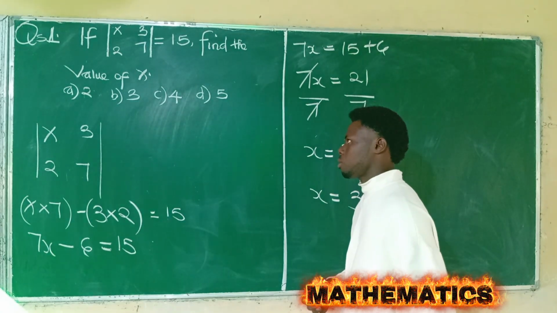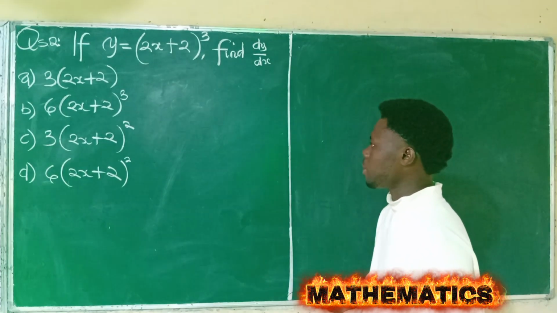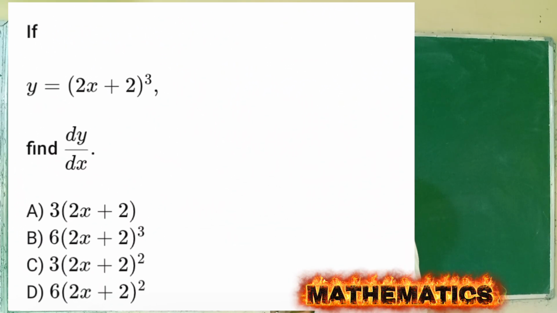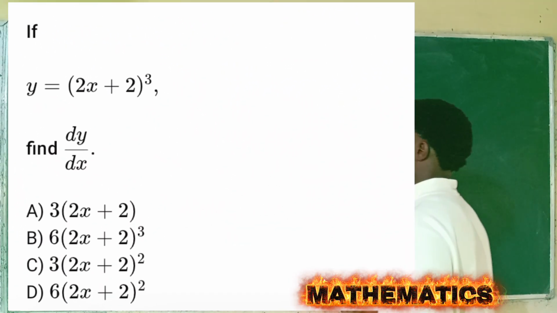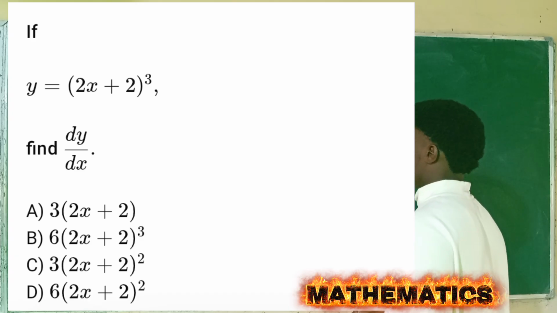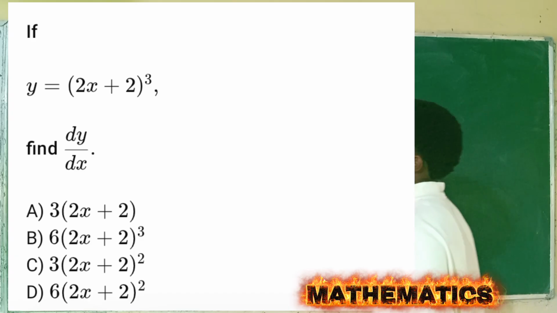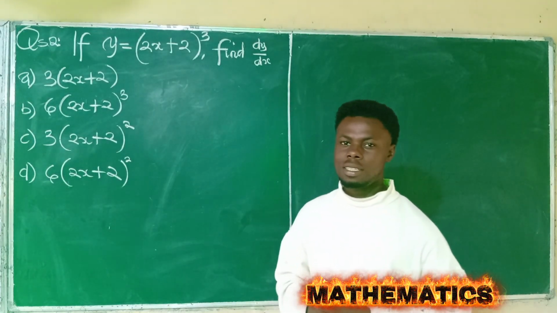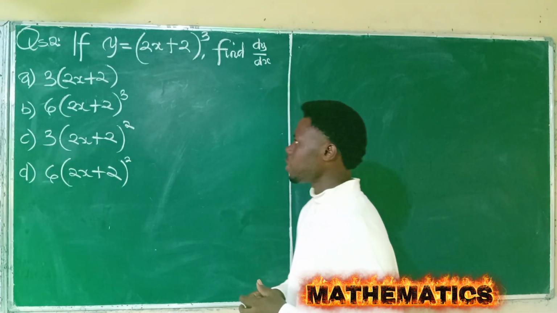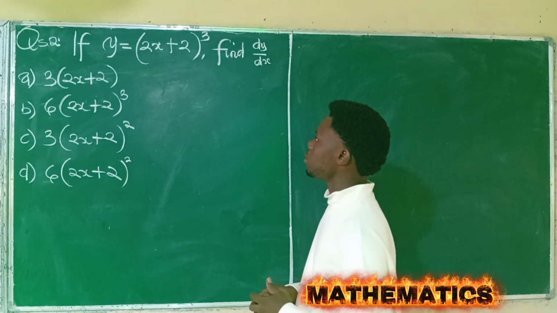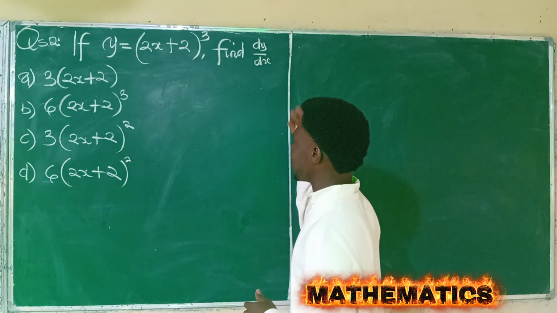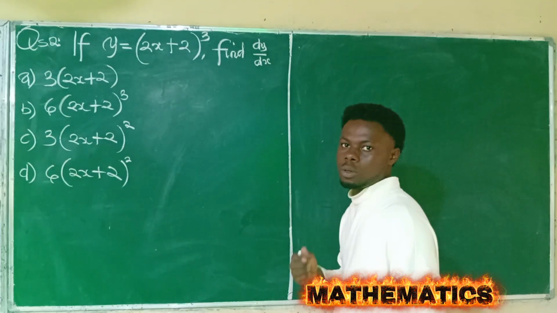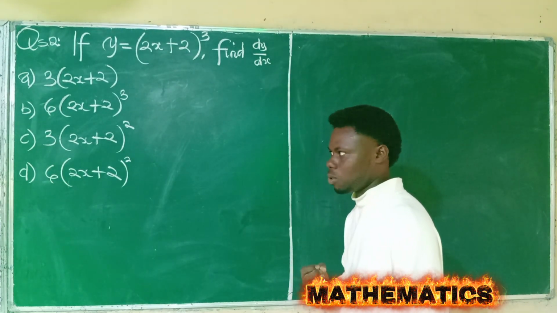Let's move on to the next question in mathematics. Under mathematics, let's consider question number 2. If y is equal to bracket open 2x plus 2 bracket close raised to the power of 3, find dy over dx. And here are the given options. Alright, in mathematics, this is called differential calculus. In differential calculus, if a function y is equal to a bracket raised to a certain power, the concept that must be established is the chain rule method, which is the function of a function.